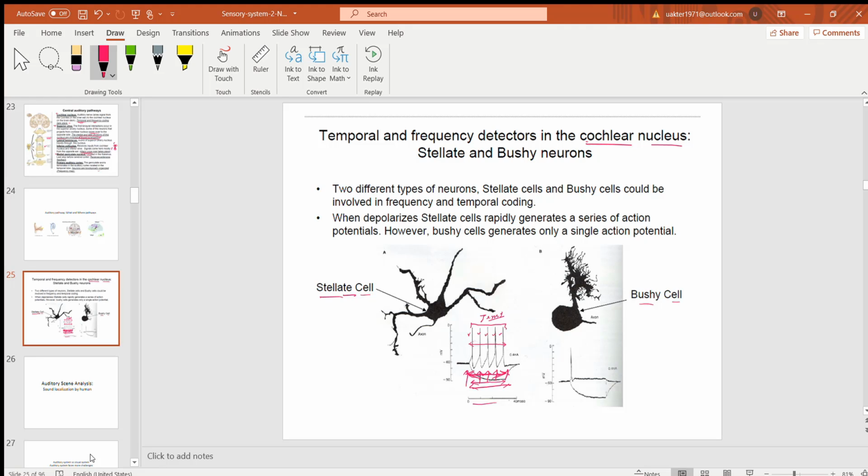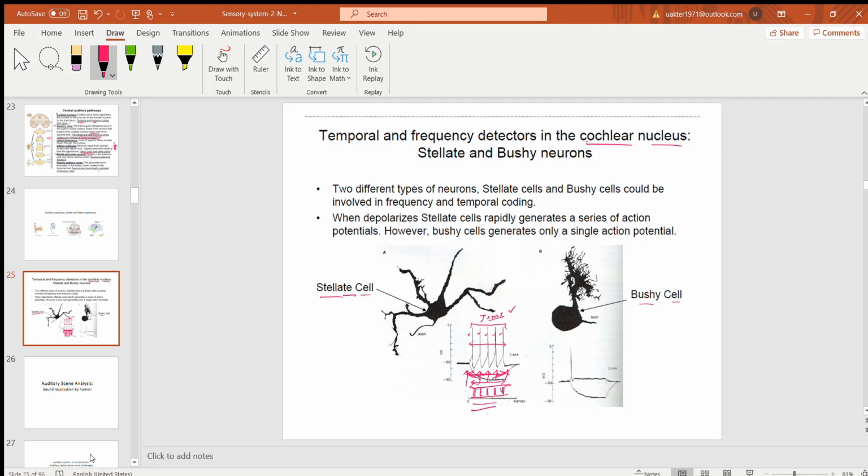5 times. So in this auditory stimulus, you have 5, the frequency is 5 hertz. That means 5 waves of stimulus. So 5 times the cell is firing. So how many times the cell is firing? By looking at that, we can tell what is the frequency of that sound.